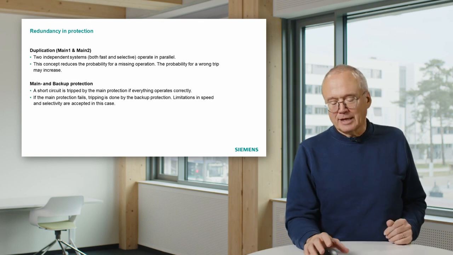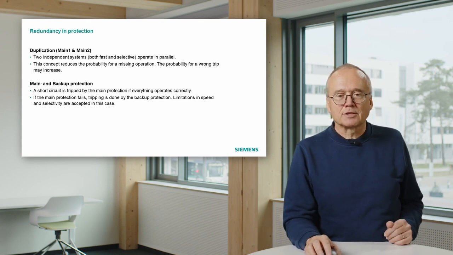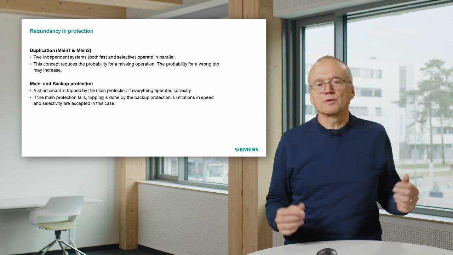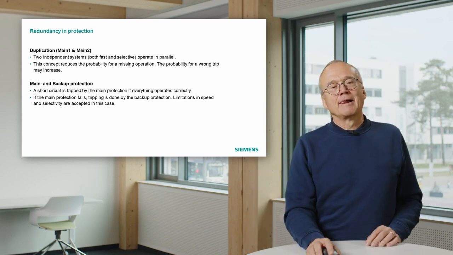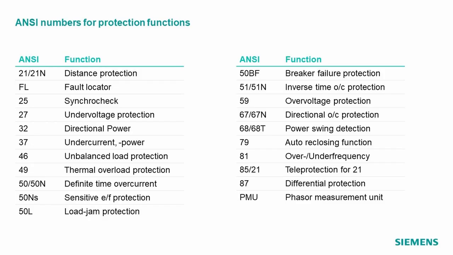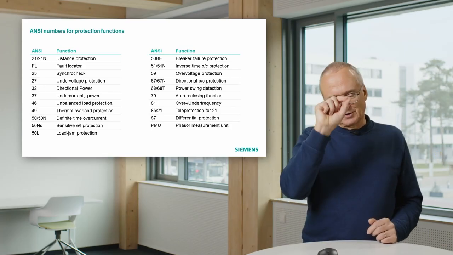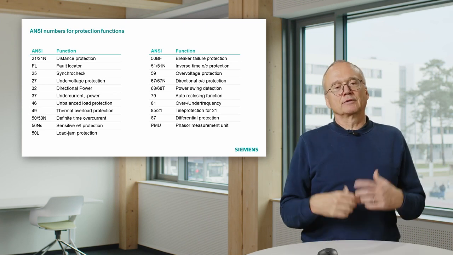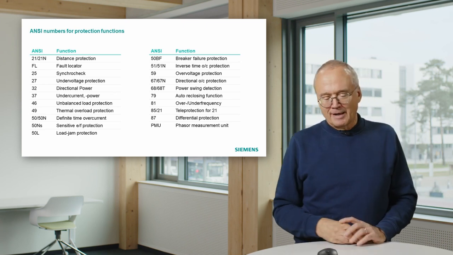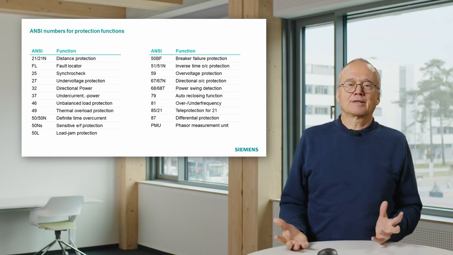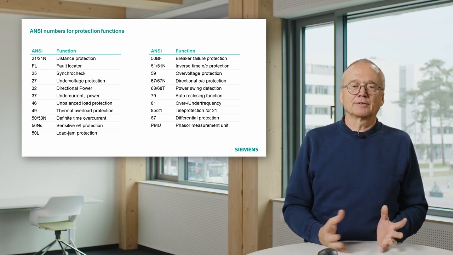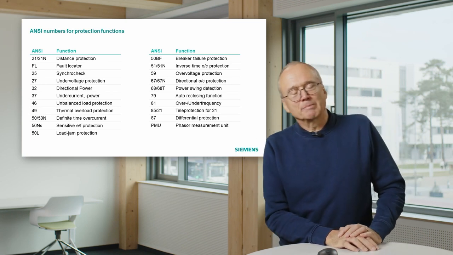So now, finally, I would like to look into a few examples just to show how these protection concepts look like. And before we do that, I would like to show this table. The problem if you draw these overview diagrams about protection concepts, you would normally have to write a lot of long words, distance protection, overcurrent protection, synchro check, and whatever. And that makes the diagram a bit confusing.